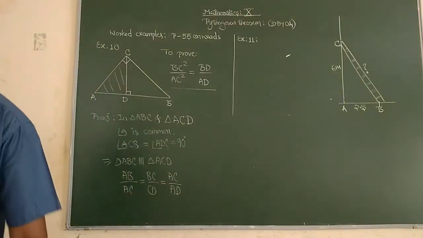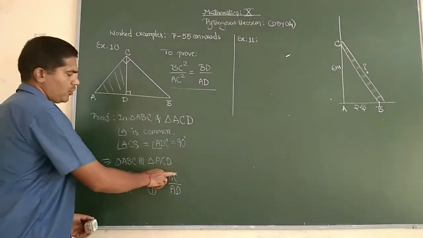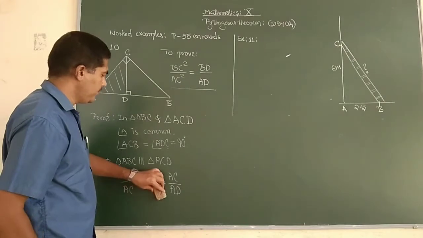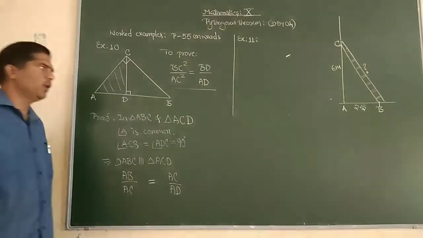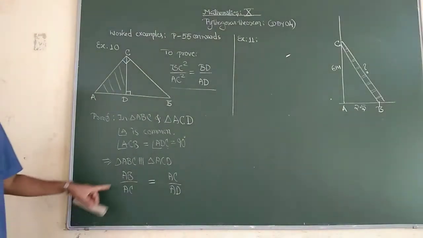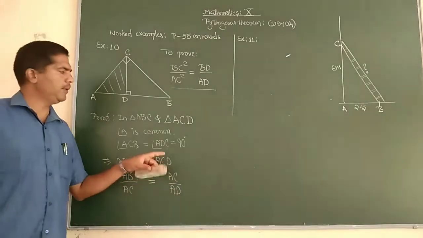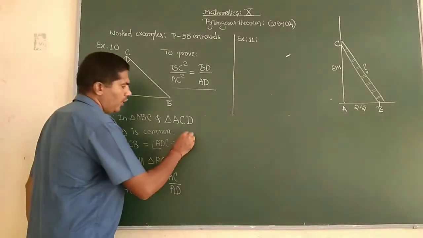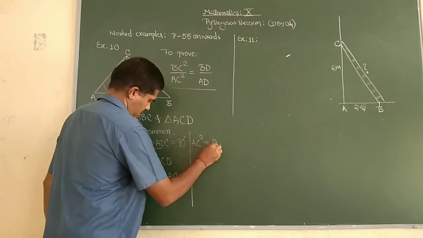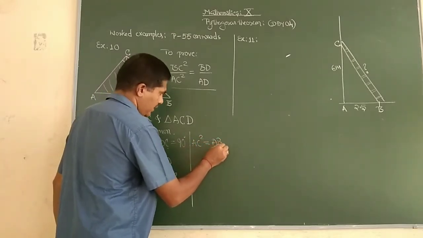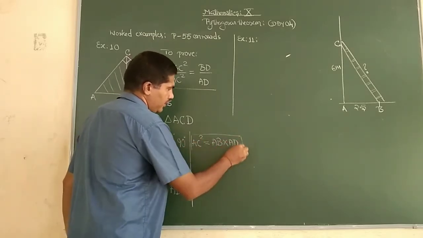Now required side ratios only we will take. AC is common in both. So let me rub this. This is not required for me. So I need this one only. So what I can write now? AC square equal to AB into AD. So now I have got AC square equal to AB into AD. I will call this equation 1.